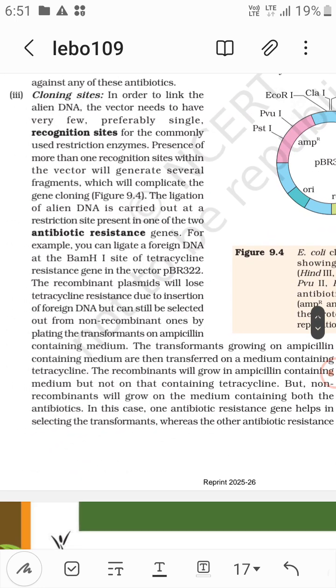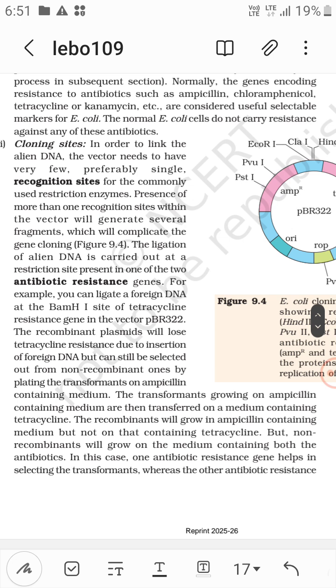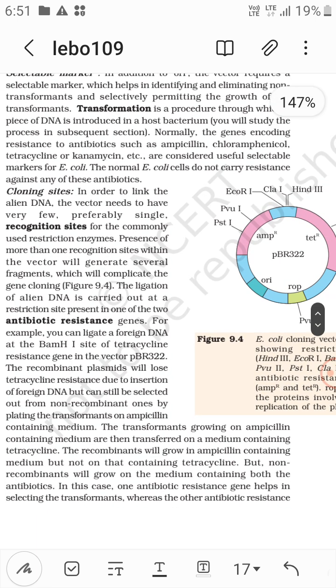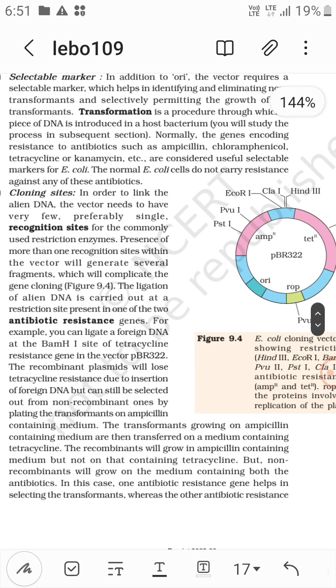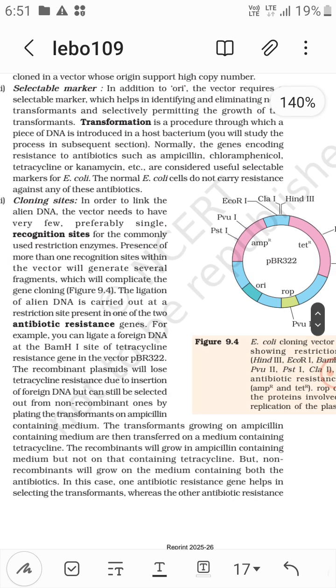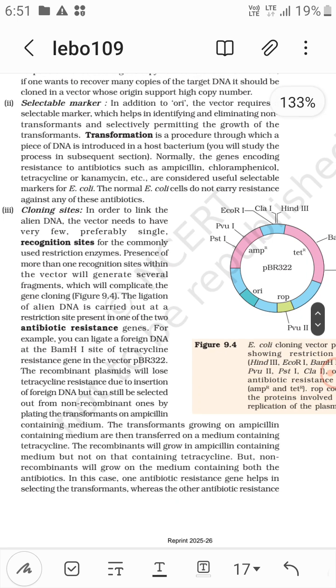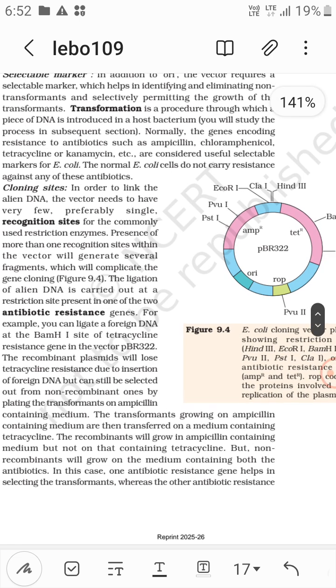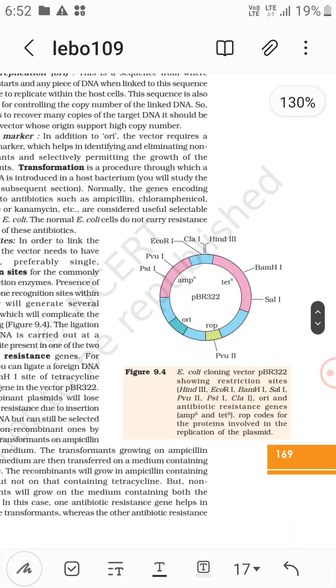So when we ligate a foreign DNA at the BamHI site of the tetracycline resistance gene in the vector pBR322, the recombinant plasmids will lose tetracycline resistance due to insertion of the foreign DNA, but can still be selected out from the non-recombinant ones by plating the transformants on ampicillin-containing medium, because they still have the ampicillin resistance gene, even if the tetracycline resistance gets inactivated.